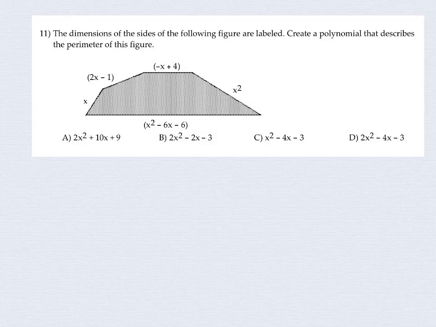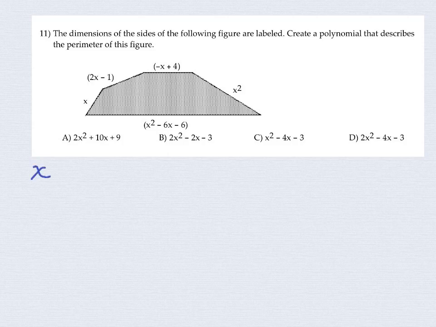Okay, question number 11 is the continuation of the practice on the introduction to algebra. The question says, it's a little blurry here, the dimensions of the side of the following figure are labeled, create a polynomial that describes the perimeter of this figure. So for any perimeter, you're going to want to add up all the lengths of the sides. I'm going to do that down below. I'm going to ignore the fact that it's multiple choice.